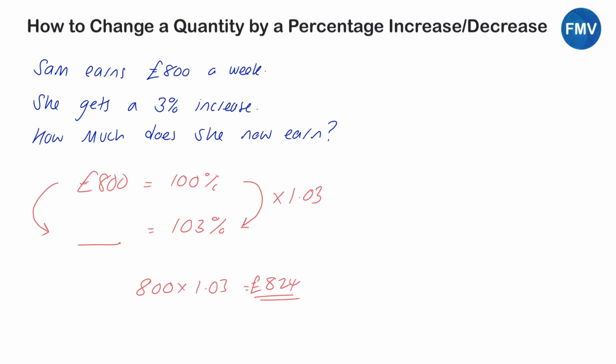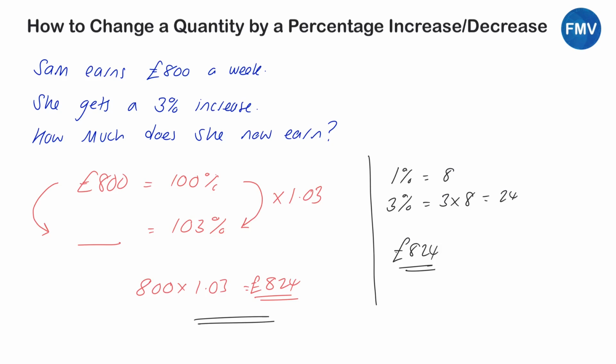Now, before I move on, I want to show you there's another way of doing this, not a way that I would recommend all the time. I think the multiplier way is the quick method. The alternative way, which might suit some people better, and that's fine, is you find 3% and then you add it to the 800. 1% of 800 is £8. So if you've got 1%, 3% is 3 times that. It's 3 times the 8, which gives you £24, and therefore your new amount is the 800 plus the 24, which still gives you the £824. Both of those are fine. Personally, I prefer the first method, the multiplier method.